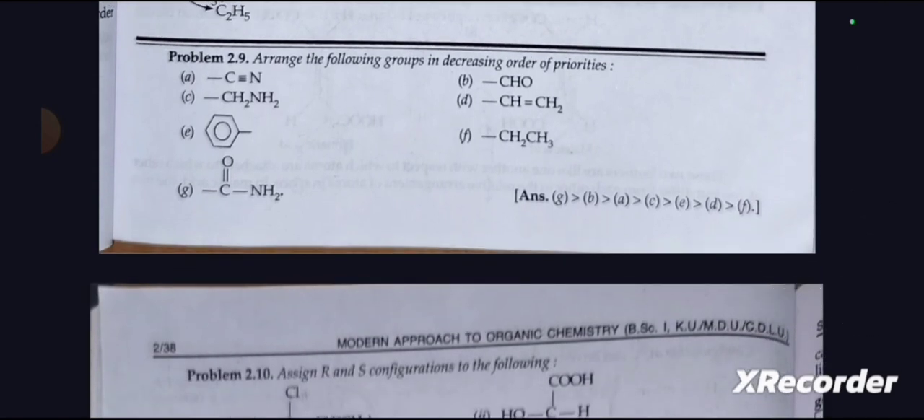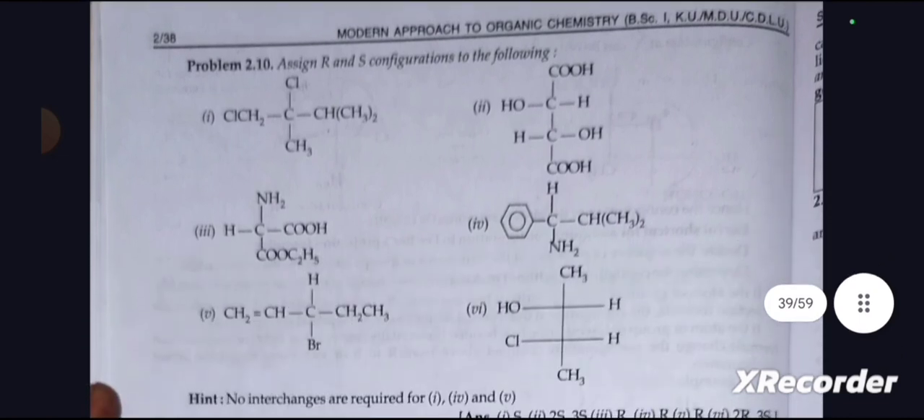Problem 2.9. Arrange the following groups in decreasing order of priorities. A. C triple bond N. B. CHO. C. CH2NH2. D. CH double bond CH2. E. Phenyl. F. CH2CH3. G. C double bond O, NH2. Answer: G, then B, then A, then C, then E, then D, then F.